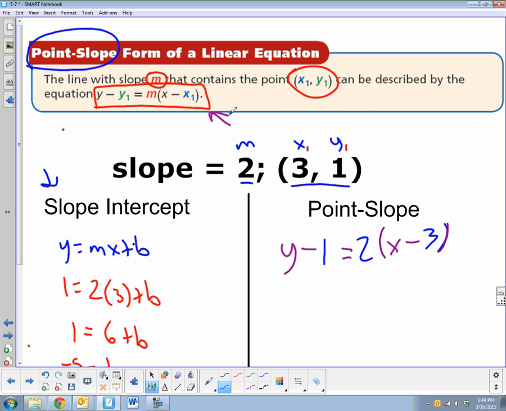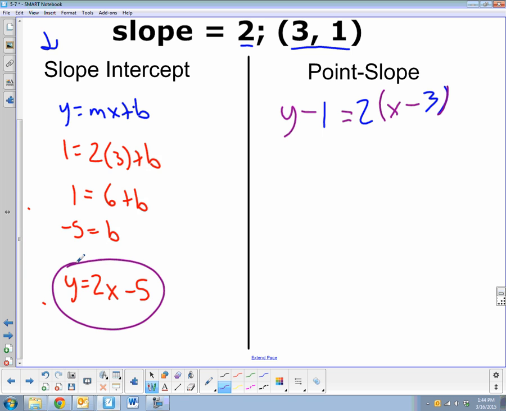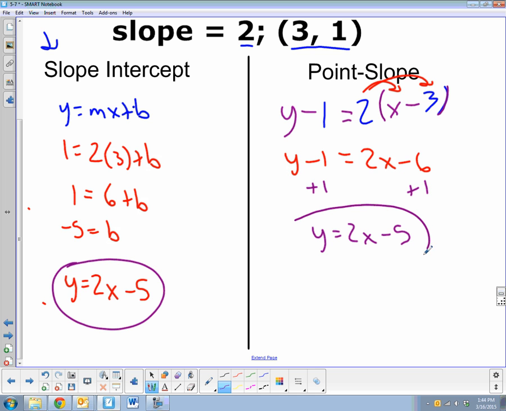Now we're going to solve for y. We still need to get it down to this form right here, but we can work at it from a different direction. So if we have this equation, we're going to distribute through the parentheses. We get 2x minus 6 equals y minus 1. Now I get to get y by itself, so I add 1 to both sides. I get y equals 2x minus 5. Hey, same exact answer, just a different way of getting there. Yeah, neither one is better or worse. I prefer slope-intercept just because. Others prefer the point-slope form. You decide. But let's keep practicing this point-slope form.